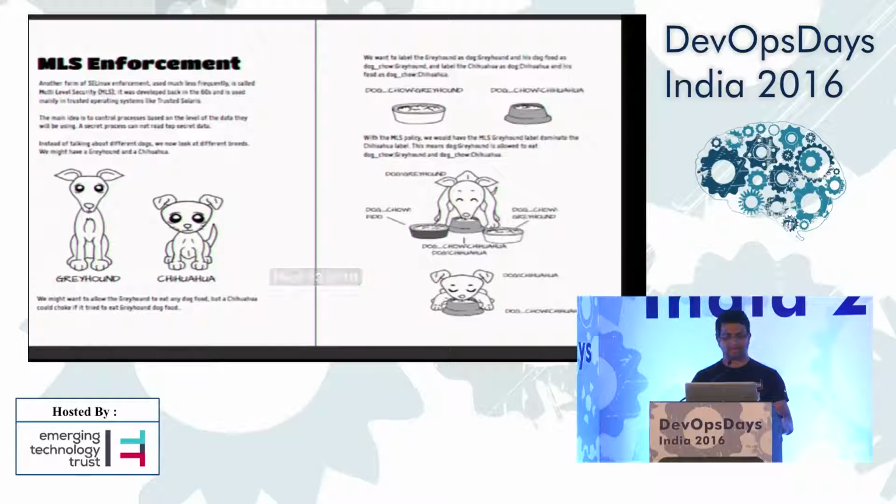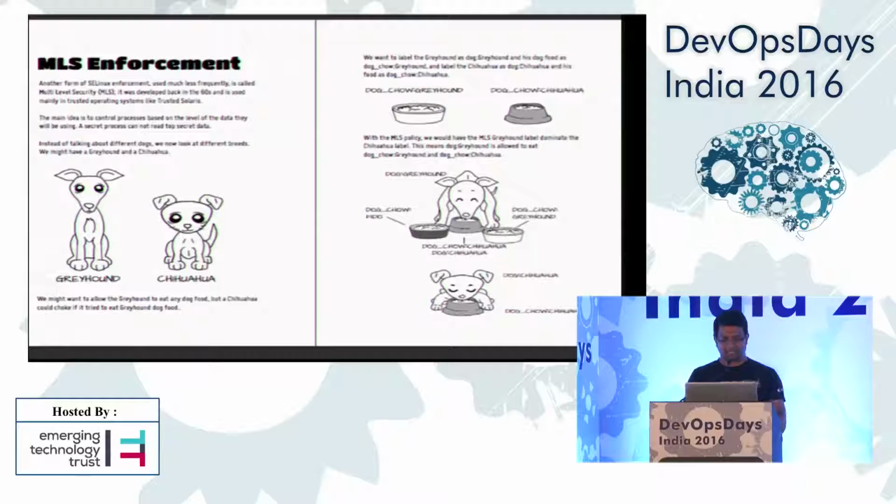The other part is MLS, multi-level security. What it does is, in the military, you might have known that up to a rank, you are allowed to see information below your rank, but you are not allowed to see information above your rank. So it works that way. So that kind of security is implemented here.